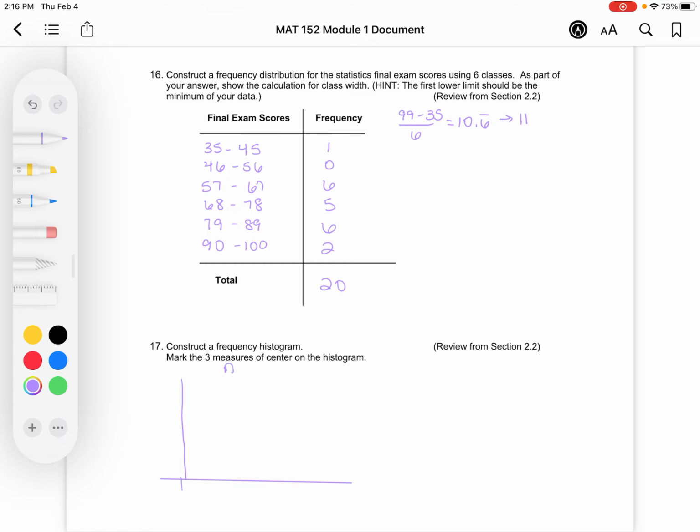I want to give it a name. So this is AP stat scores. My frequencies go from 0 to 6. 1, 2, 3, 4, 5, 6. I want to do the midpoints. So the midpoints would be 40, 51, 62, 73, and these would again be the midpoints of each of my classes.